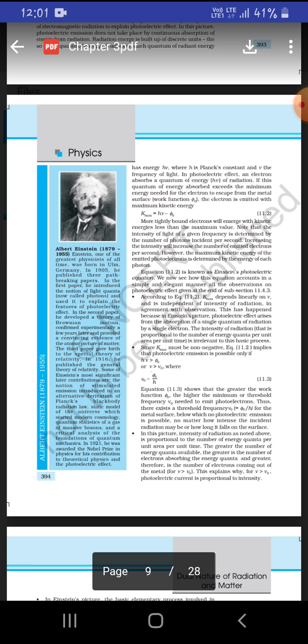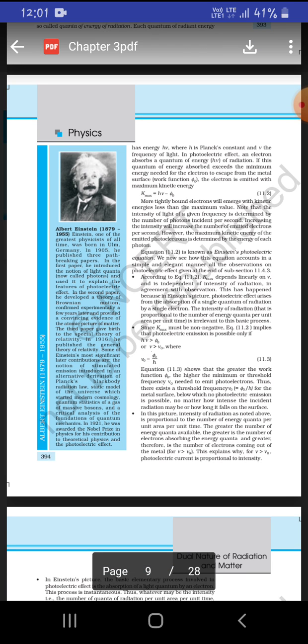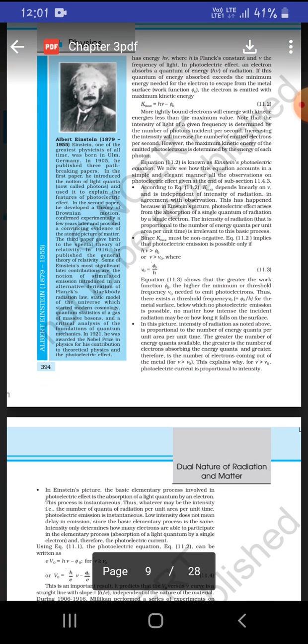In the quantum radiation picture, the intensity of the radiation is proportional to the number of energy quanta per unit area per unit time. Since Kmax must be non-negative, hv must be greater than φ0.